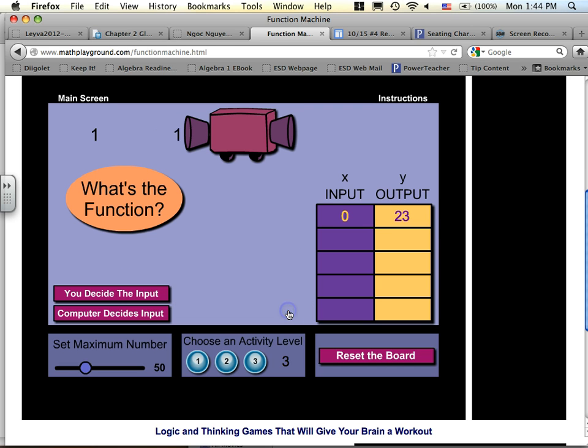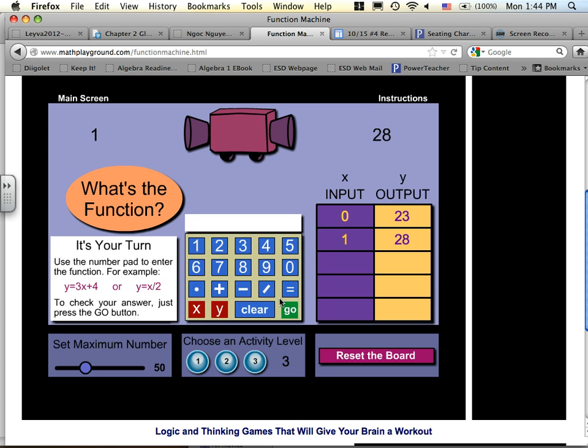1. Okay. Now let's go back and validate this. What just happened? If you input a 0, it gives you 23. You input a 1, it gives you 28. What is the common difference of the output? 5. It's going up or down? So it's positive 5. So 5 times something, right? And you have to adjust a little bit. How do you adjust it?